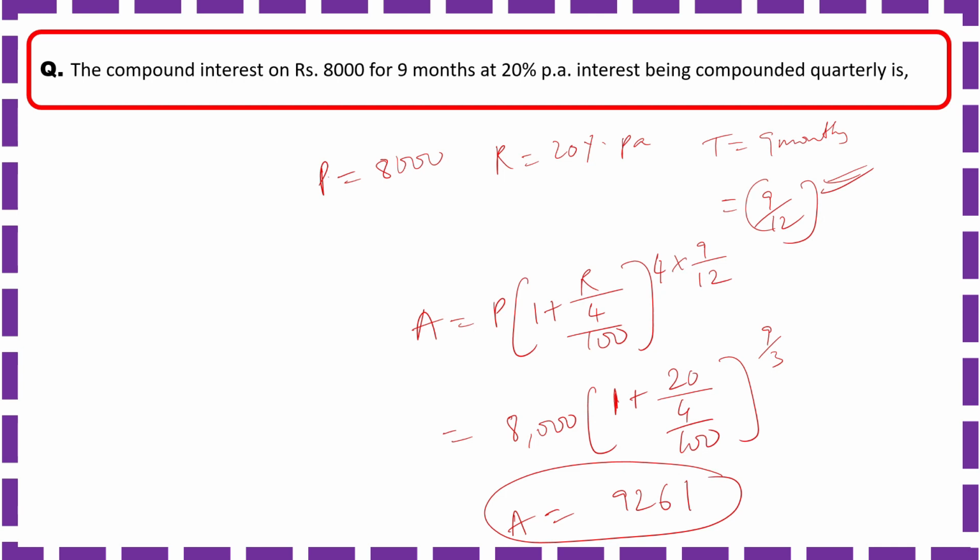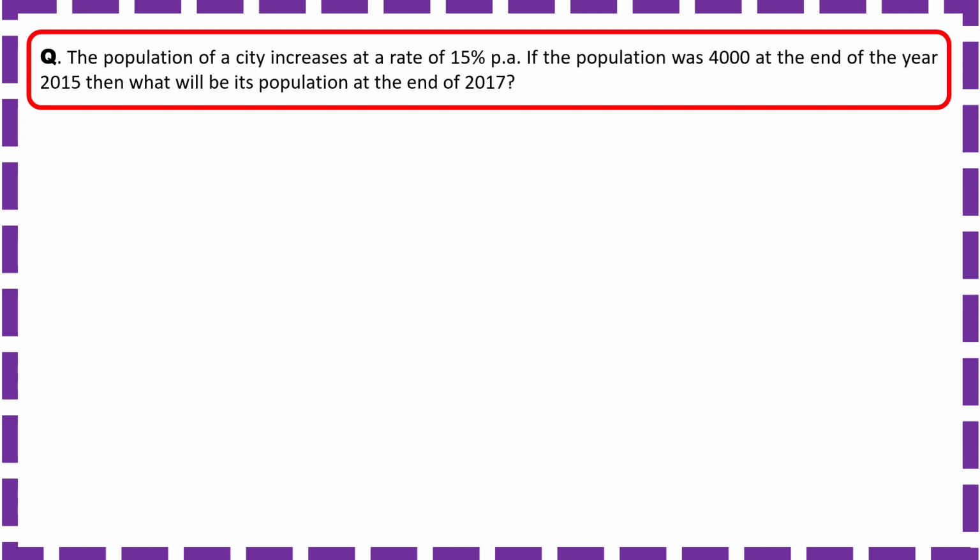We must find out the interest, right? Interest. So this is the amount. What is the principal? Principal is 8,000 and interest is equal to amount minus principal. That is 9,261 minus 8,000. So interest is equal to, subtract these two, you'll get 1,261.